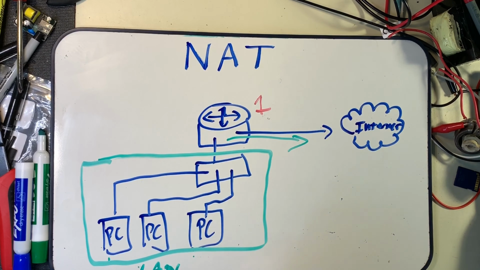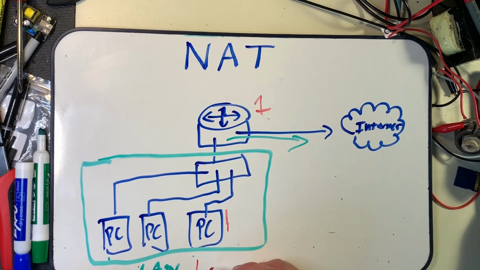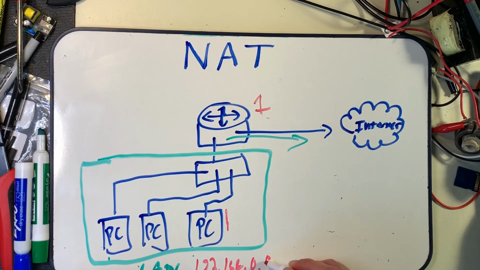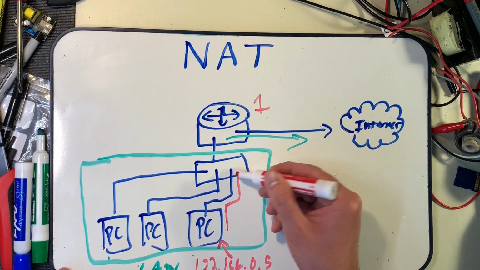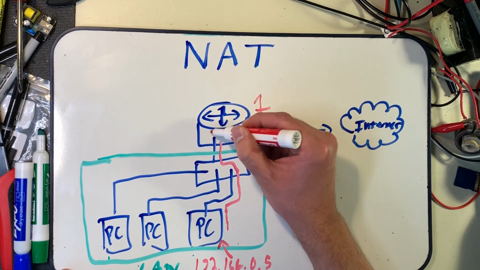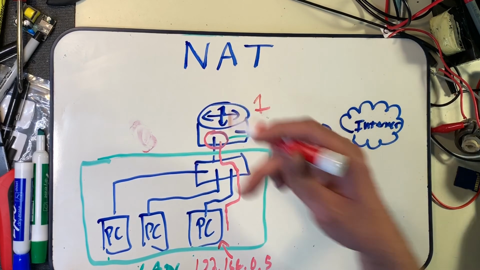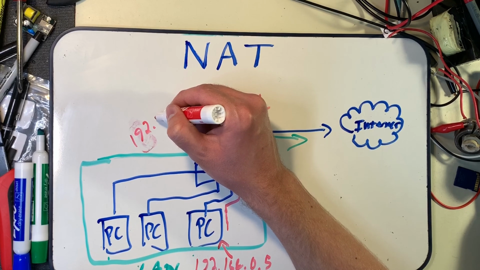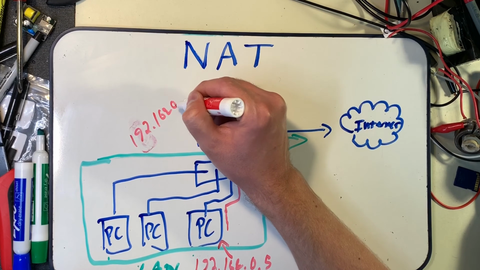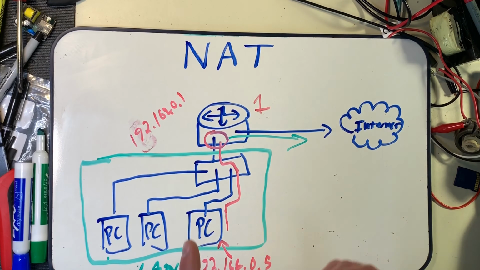So let's say this computer wants to talk to the internet. So it sends a packet out on its local address space. So let's say it's 192.168.0.5. That's the IP address for this computer, okay? It sends it up to the switch, which sends it up to the router. This particular interface on the router would be considered the gateway address for that network, and it would probably have an address like 192.168.0.1. So this has .5, this has .1.